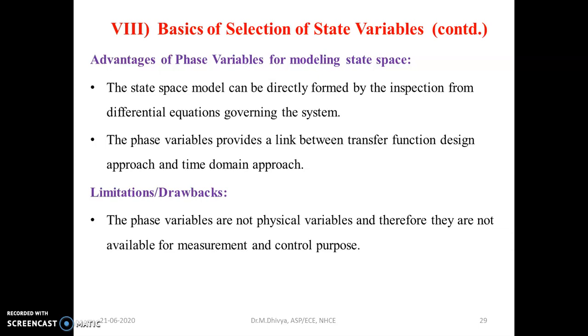There are three methods for computation of the phase variables. One is called the Bush form or the companion form, the second method employs Mason's gain formula, and the third method involves taking the state equations, finding the transfer function, taking the inverse Laplace transform and finding the state model finally.